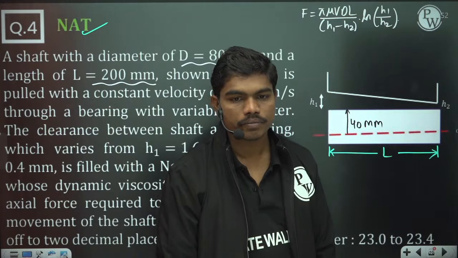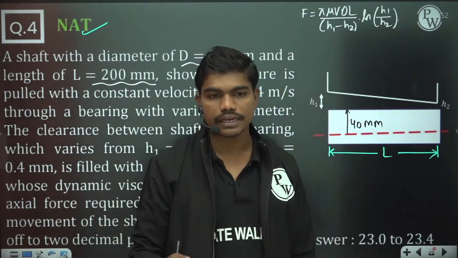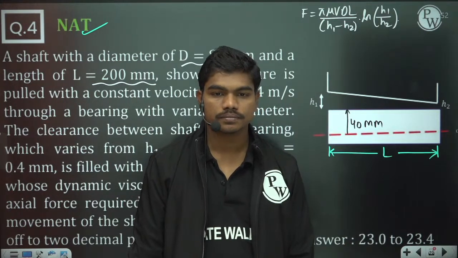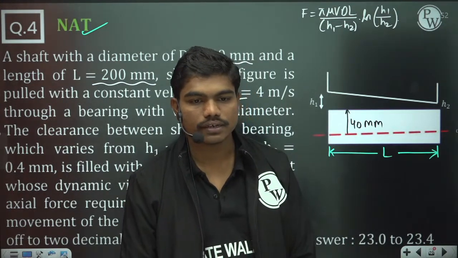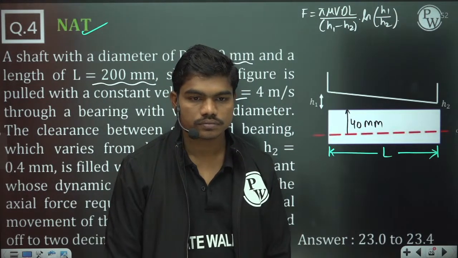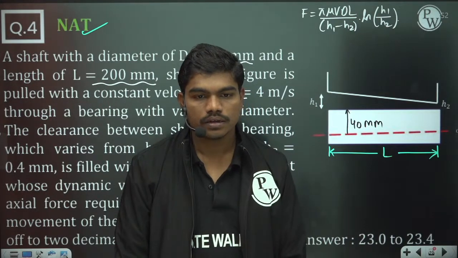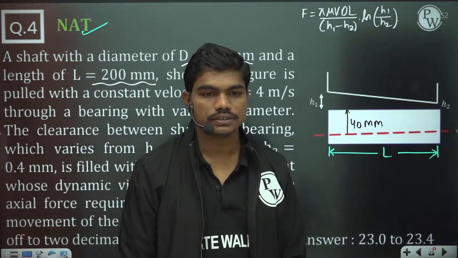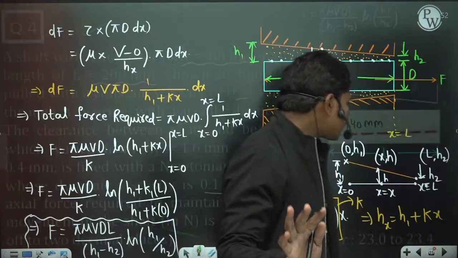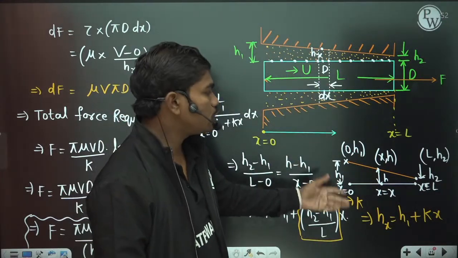Clear? I am solving this with the help of the GATE calculator so that you will also do the calculations along with me. Is this clear to all of you? Please type in the chat box. It's a very simple question actually, but the only thing is this clearance is not constant, because of which we need to go for integration.